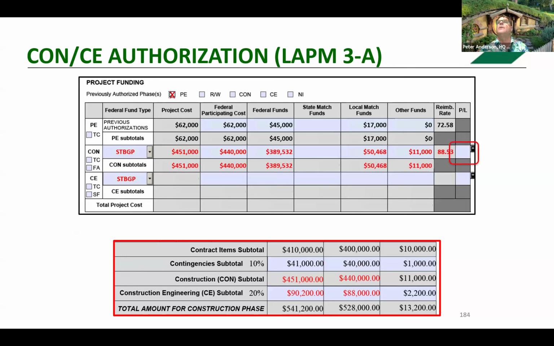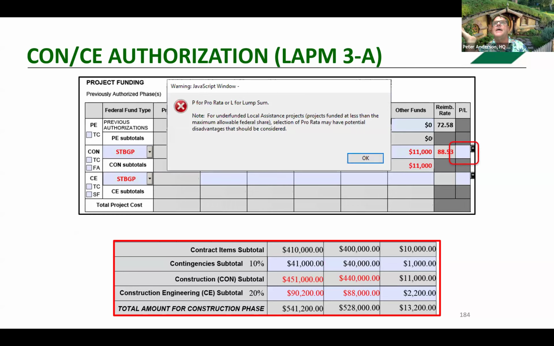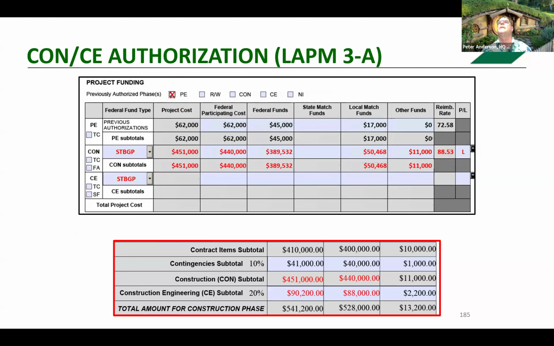We do the exact, okay, and then pro rata versus lump sum. Again, I mentioned that if you're going to use pro rata, it's questionable. But if it's at the maximum federal reimbursement rate, it doesn't matter. But I'd still want to call it lump sum. It's going to keep you out of trouble. And that's one of the things I want to make sure: you local agencies have the ability to maximize your federal funds at all times. And by calling it lump sum, it's going to keep you in position to be able to do that.